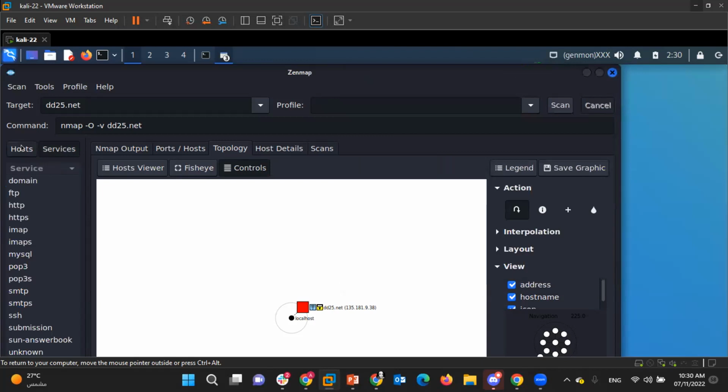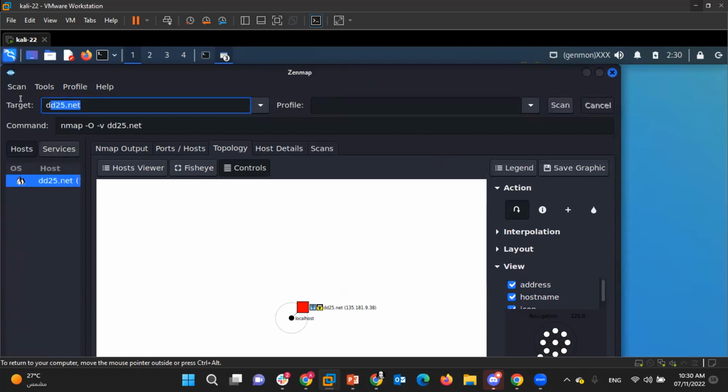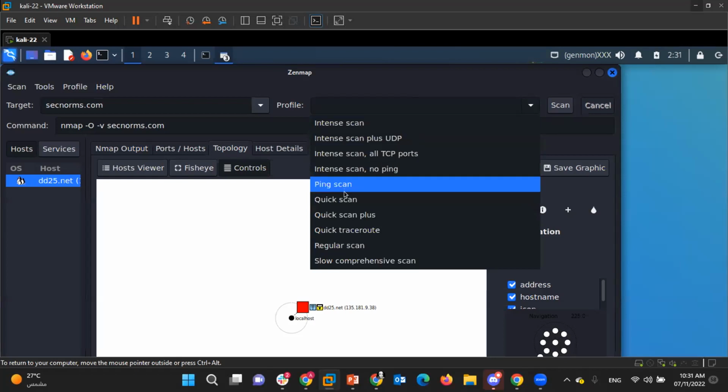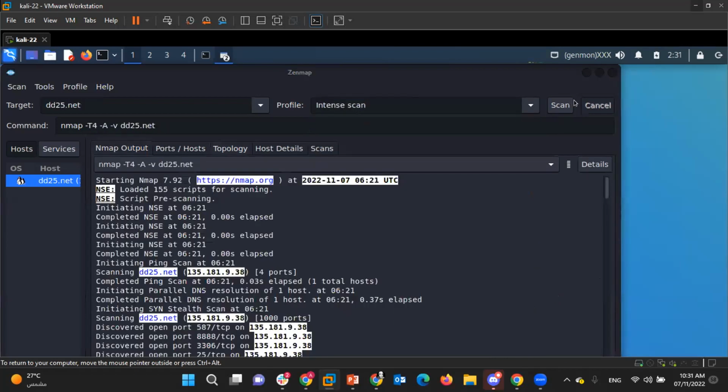Okay, let's go with another. I'll scan for now. It is my site. No one should scan it ever. It's my own site, my own business. So let us make a quick scan.